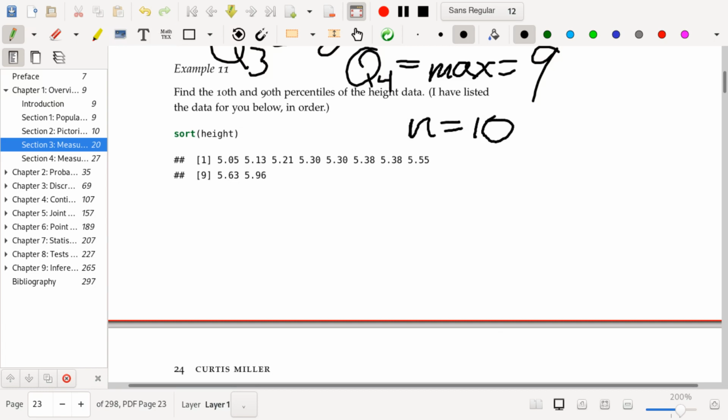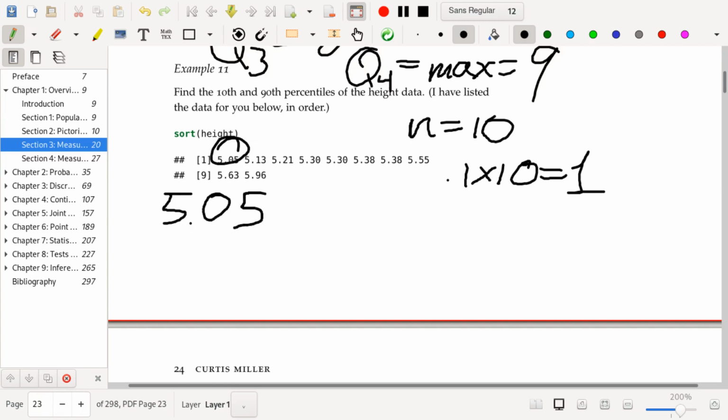So 10th percentile, so roughly 10% of the data set lies to the left of that number. So 0.1 times 10 is equal to 1. So that's about one number lies there. So we're going to choose 5.05. So 5.05 will be the 10th percentile, which we will call that Q hat 0.10.